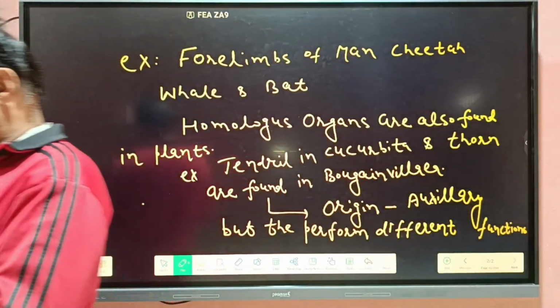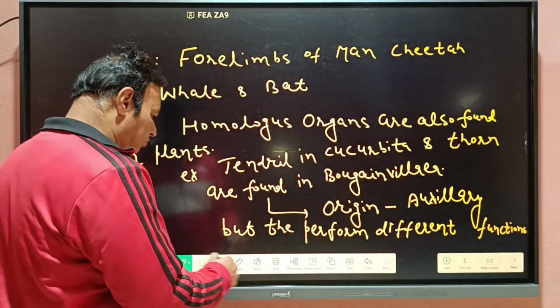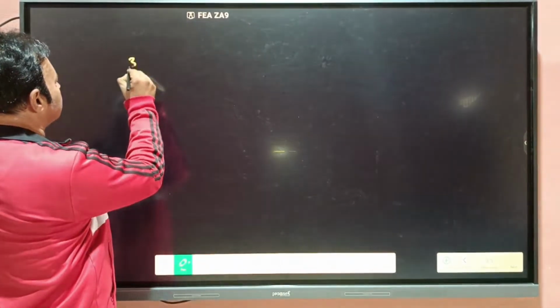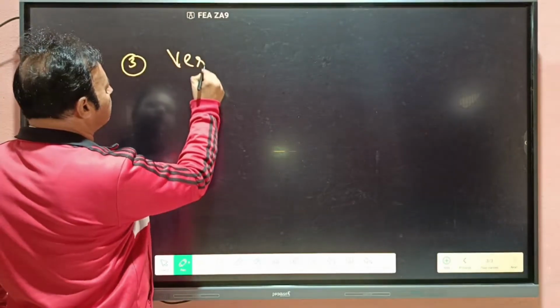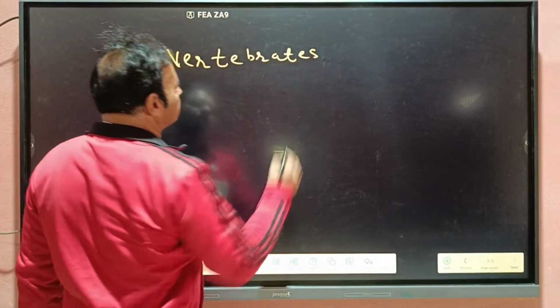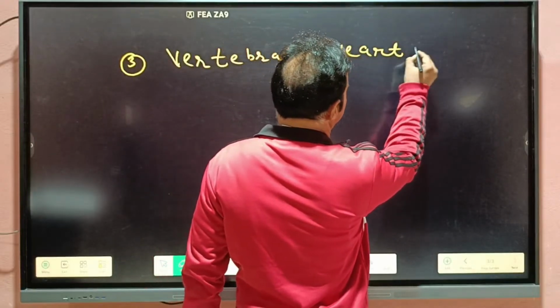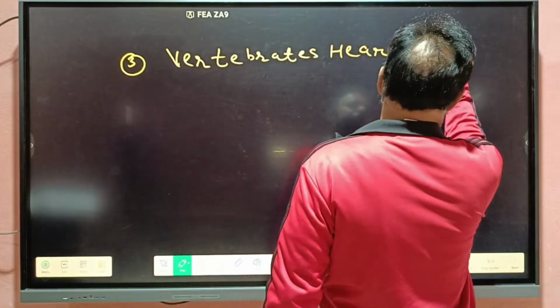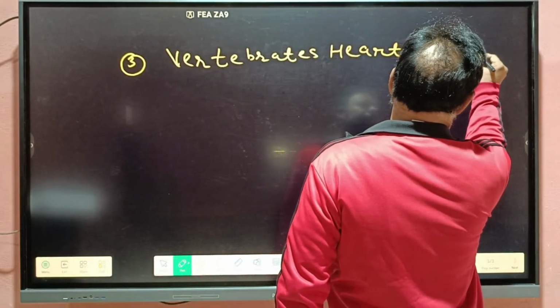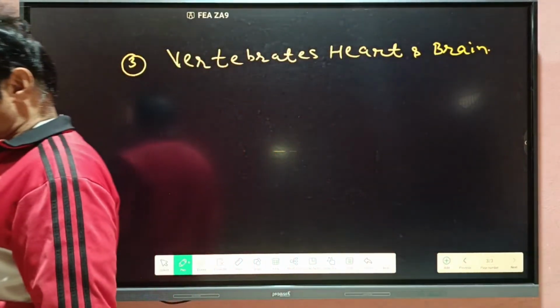Other examples of homologous organs are in vertebrates: the vertebrate heart and brain. Vertebrate hearts and brains are also examples of homologous organs.